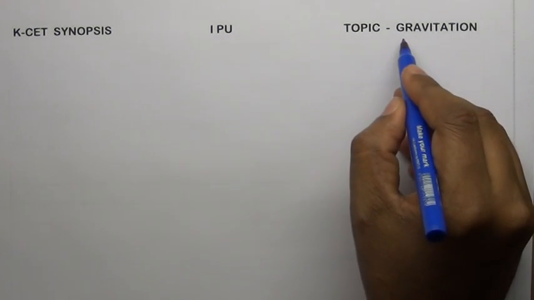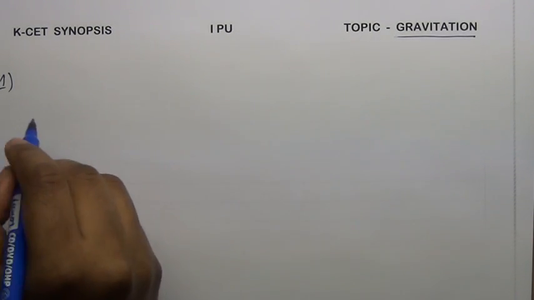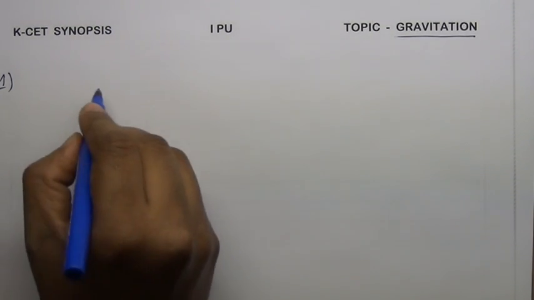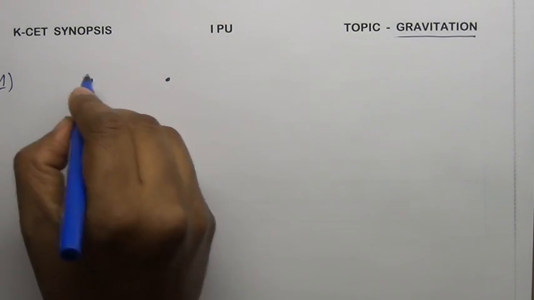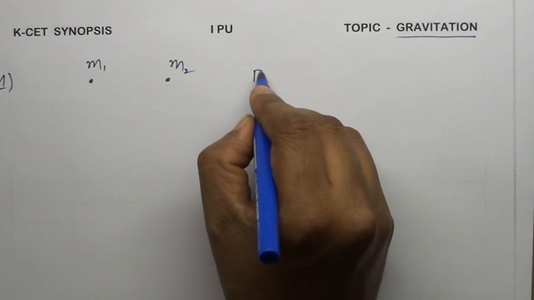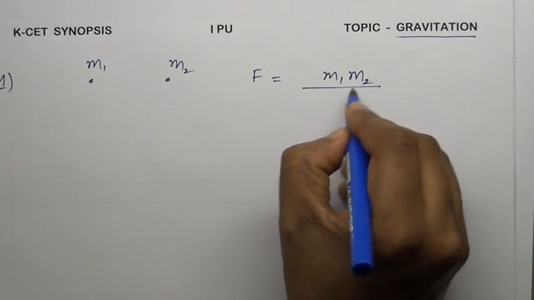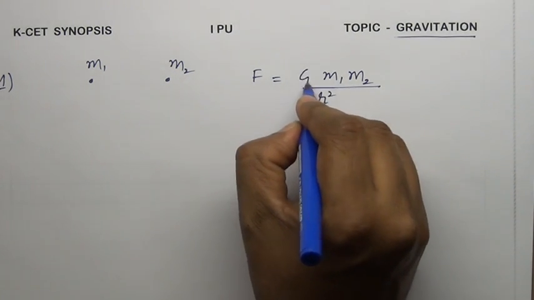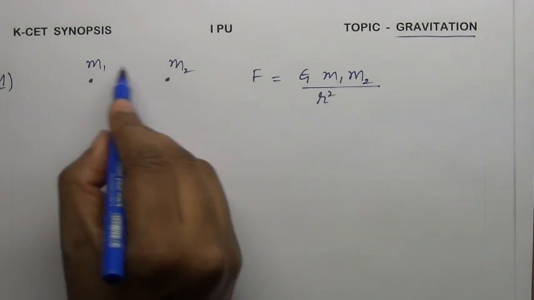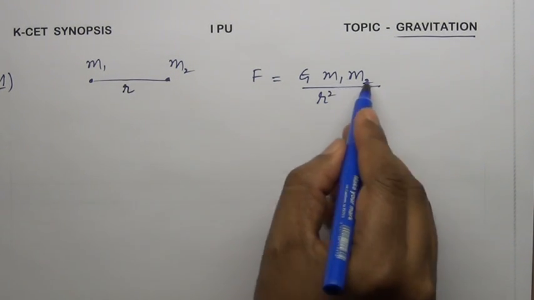This is a synopsis on gravitation. First topic, Newton's law of gravitation. The force of attraction or repulsion between two point masses is proportional to the product of the masses and inversely proportional to the square of the distance between the masses. If m1 and m2 are point masses and the distance is r, then the force is G m1 m2 by r square.